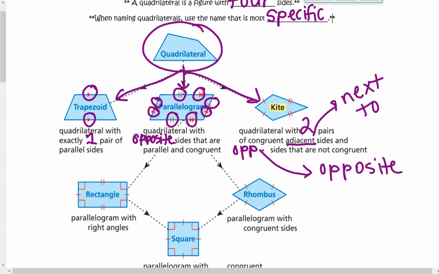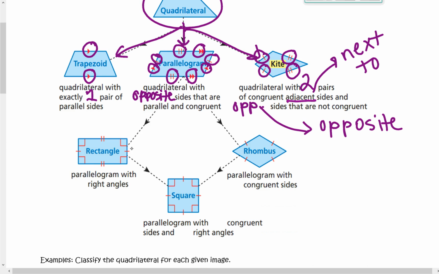So our kite has 2 pairs of adjacent sides that are congruent. So notice how this side over here is congruent to the side that's next to it. Okay. And over here we have this side, which is congruent to its adjacent side over here. It's next to it. Notice how this side is not congruent with this side. Opposite sides are not congruent.